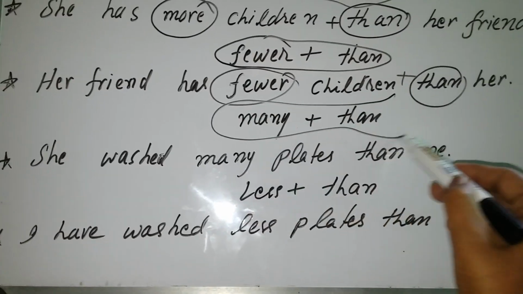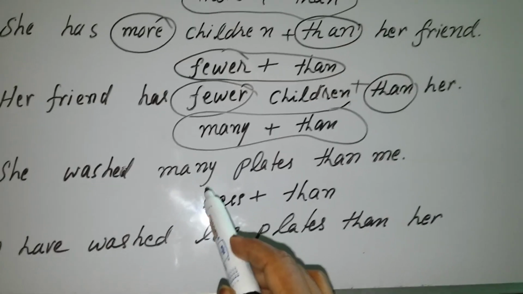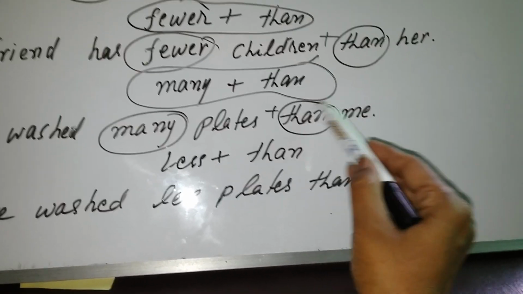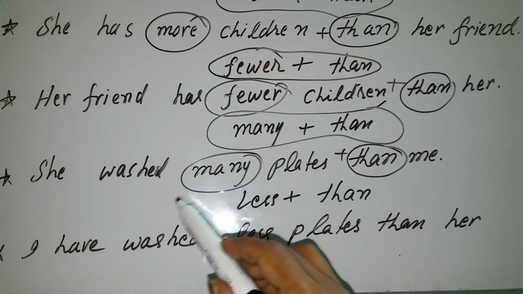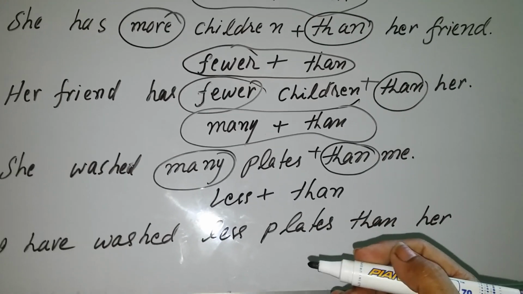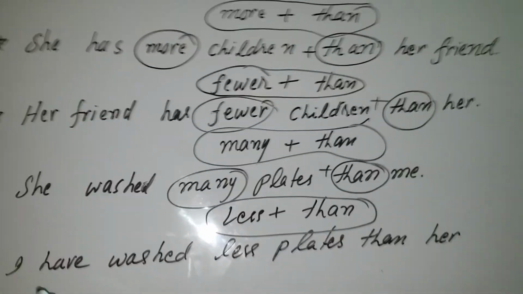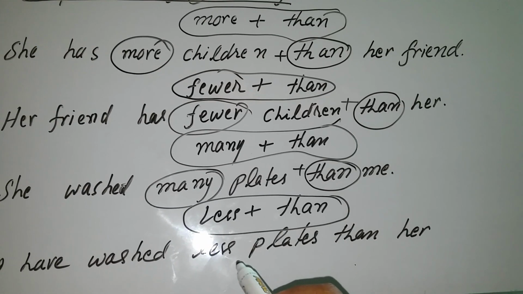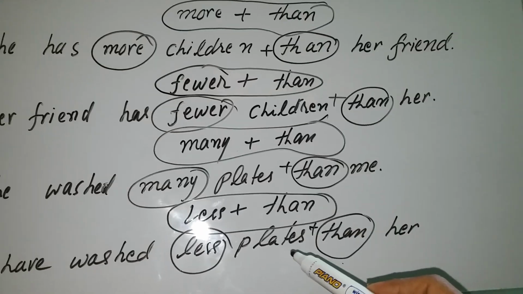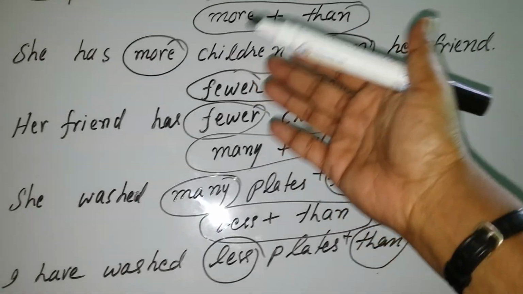This is the next formula: many plus than. She washed many plates than me. Many plus than, and these are nouns. Many plates. If we want to convert this sentence, we can use this formula, less plus than. How? I have washed less plates than her. Less plus than. So if you want to compare the quantity of things, then you will use these formulas.